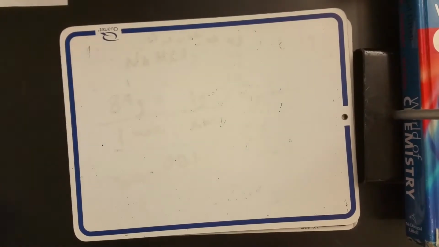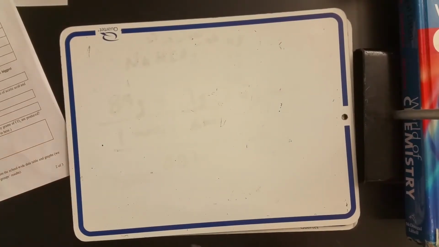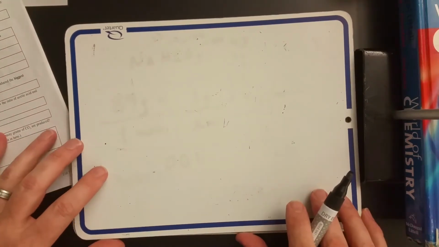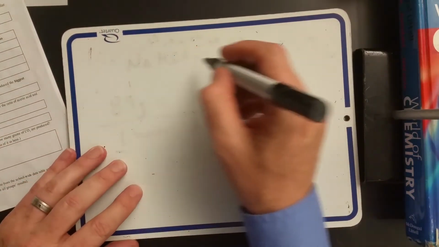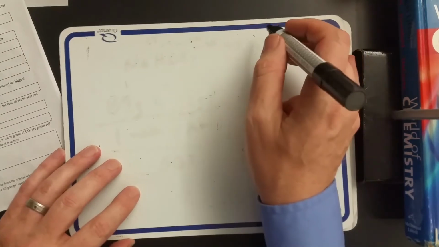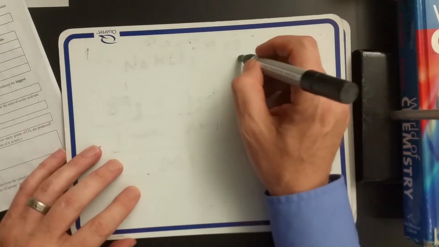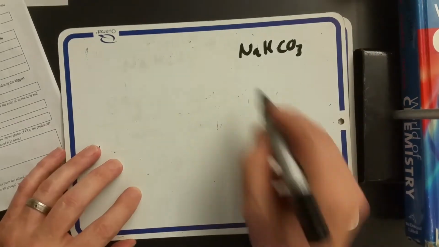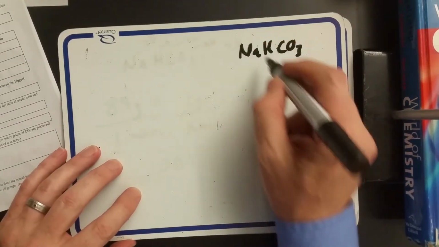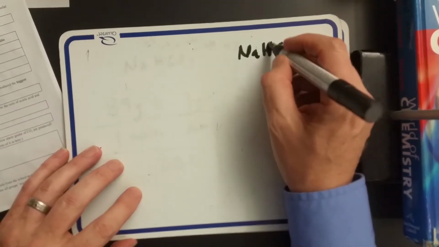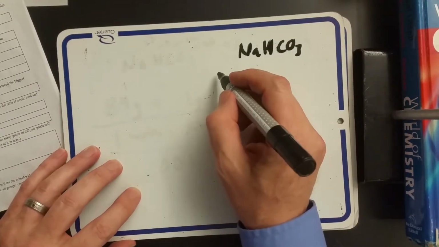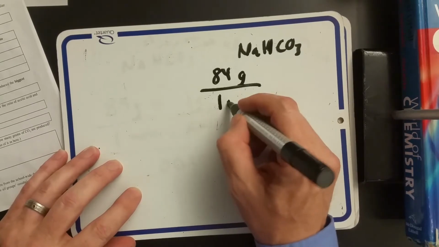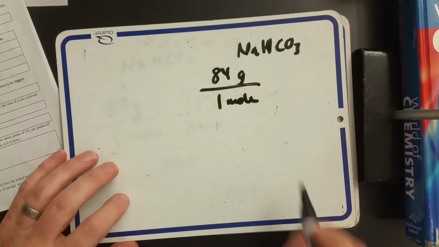Okay, the next step that you need to do then, you're asked to calculate how many moles of baking soda did you have. So we know that when you calculate out the molar mass of baking soda, NaHCO3, you want to show your work looking at your periodic table how you come up with that molar mass. But it turns out that is 84 grams per 1 mole of baking soda.